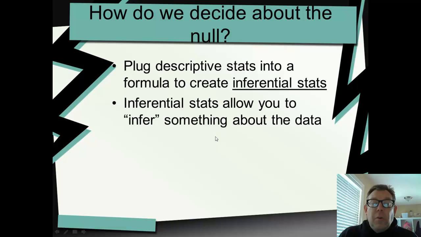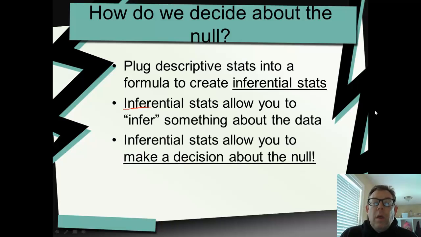Descriptive stats describe, inferential stats infer. And they allow you to infer something about the data. They allow you to make a decision about the null, and that's our ultimate goal.